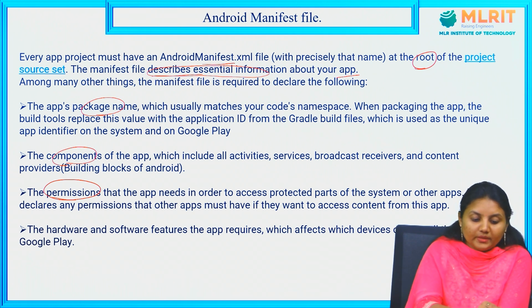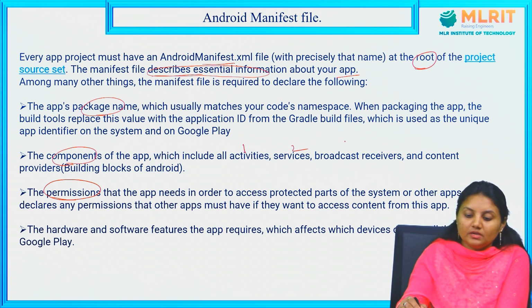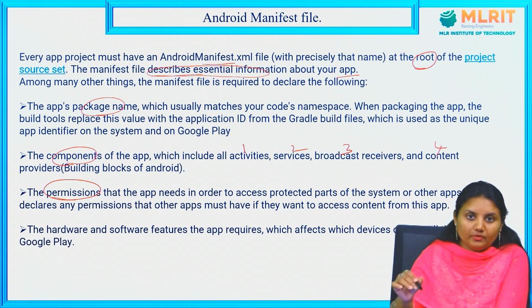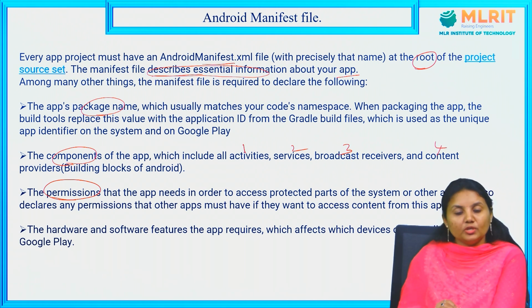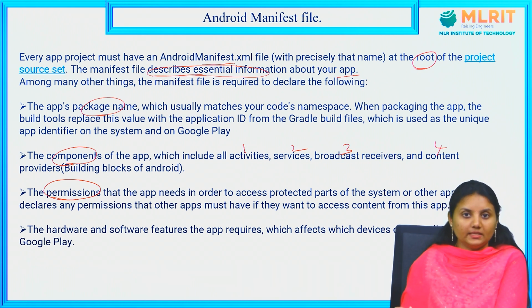And the components such as activities, services, broadcast receivers, and content providers are the building blocks of an Android application. And the manifest file is also responsible for giving the permissions, to whom it has to be accessed and all. So this is about the manifest file.